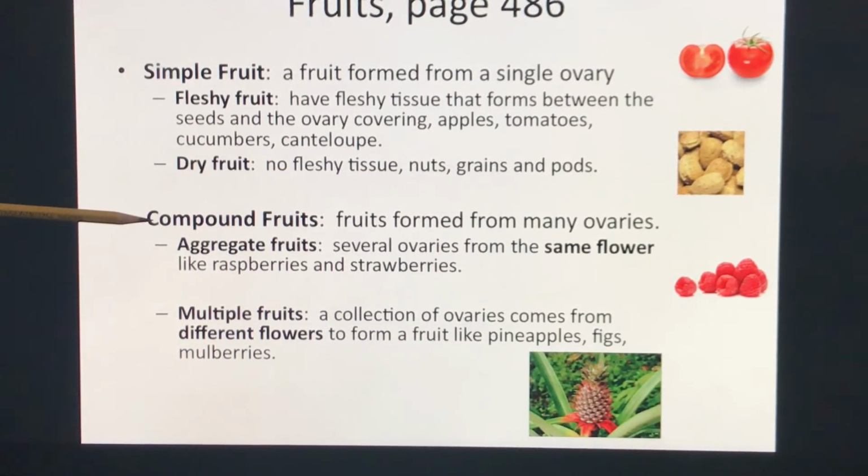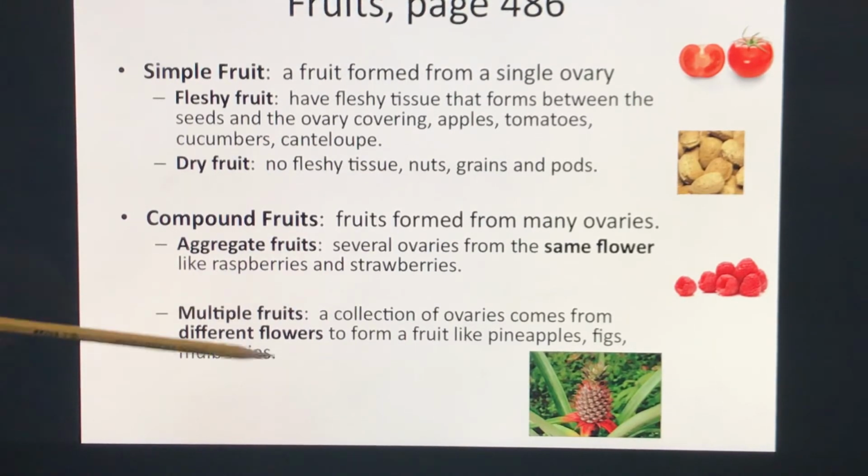Now that's compared to compound fruits, which might be found in aggregate or multiple forms. A compound fruit is formed from many ovaries, and in the aggregate form, several ovaries from the same flower form the fruit, like raspberries and strawberries. However, a multiple fruit is considered a collection of ovaries that comes from different flowers to form fruits like pineapples, figs, and mulberries. So, like I said, there's quite a variety, and that's one way to classify fruits.